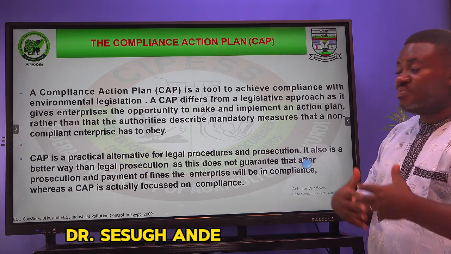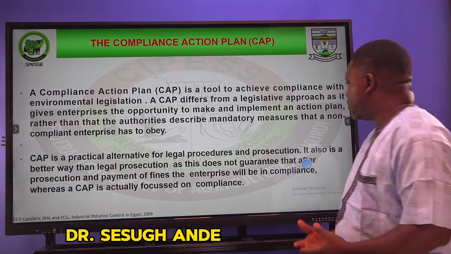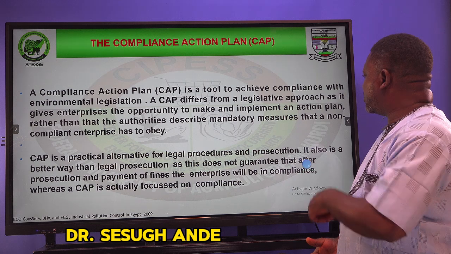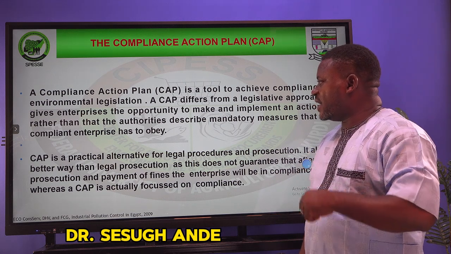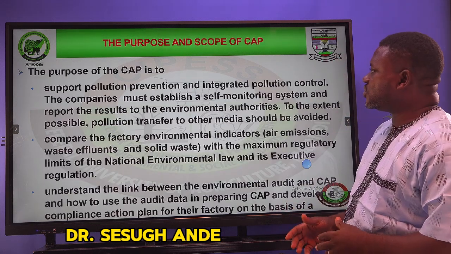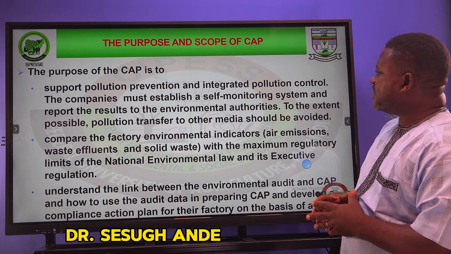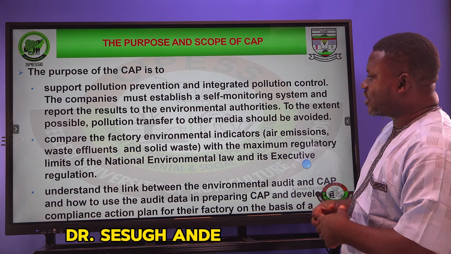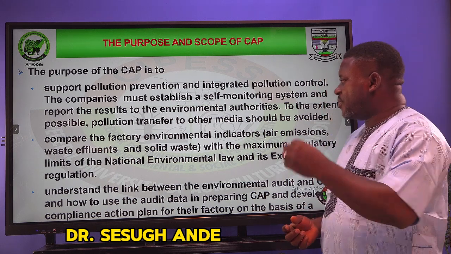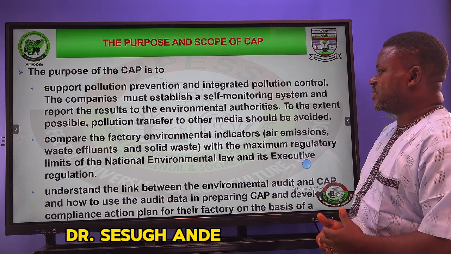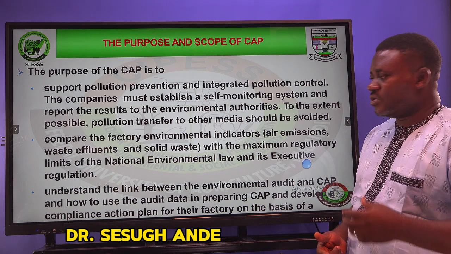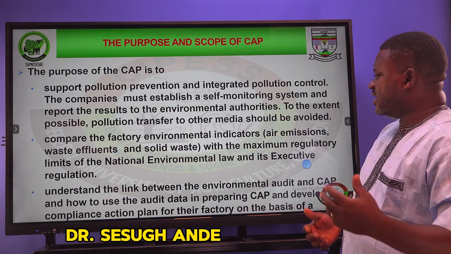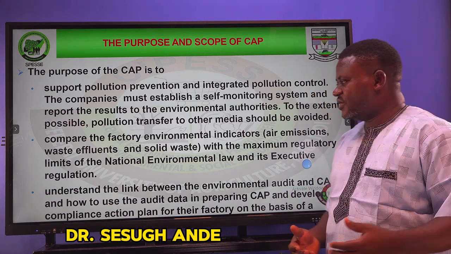the opportunity to make and implement an action plan rather than the authorities describing mandatory measures that a non-compliant enterprise has to obey. The purpose of this plan is, one, to support pollution prevention and integrated pollution control. Is to also compare the factory environmental indicators, air emissions, waste effluents, and solid waste, with the maximum regulatory limits of the National Environmental Law and its executive regulation.